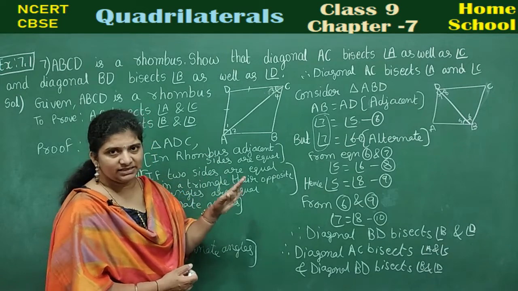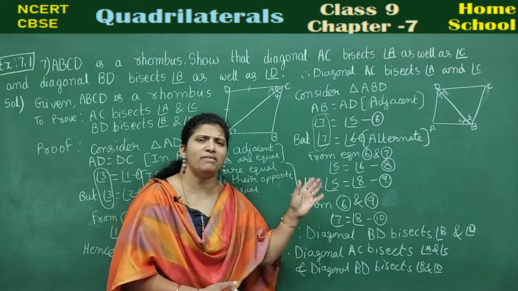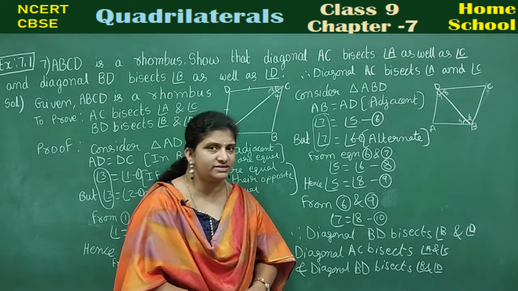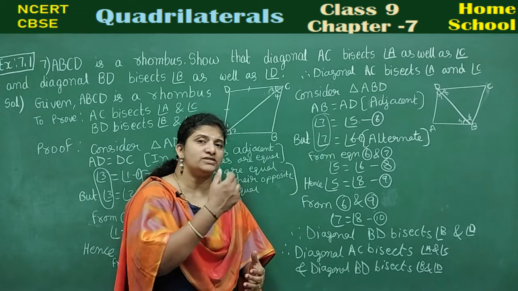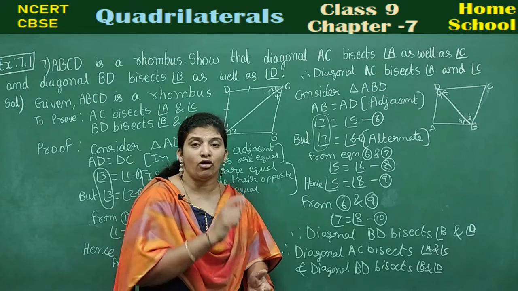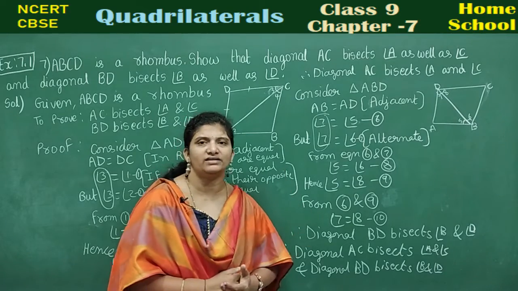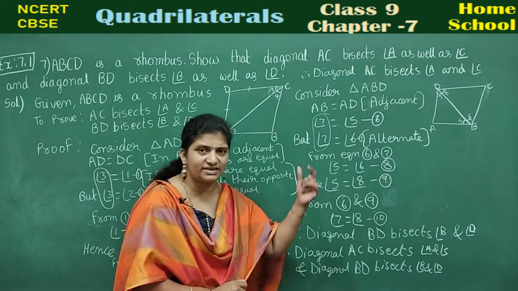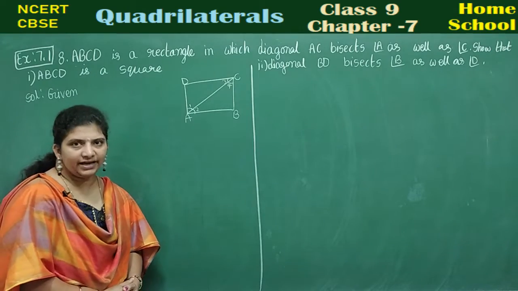Okay. So ABCD is a rhombus. Draw BD diagonal and in the same manner consider any one triangle. We know that in a rhombus adjacent sides are equal. If those two sides are equal, their opposite angles are equal. And those angles are alternate to another angle. When you compare the pair of angles, we are going to say that this BD diagonal bisects angle B as well as angle D. Let's see the 8th problem.